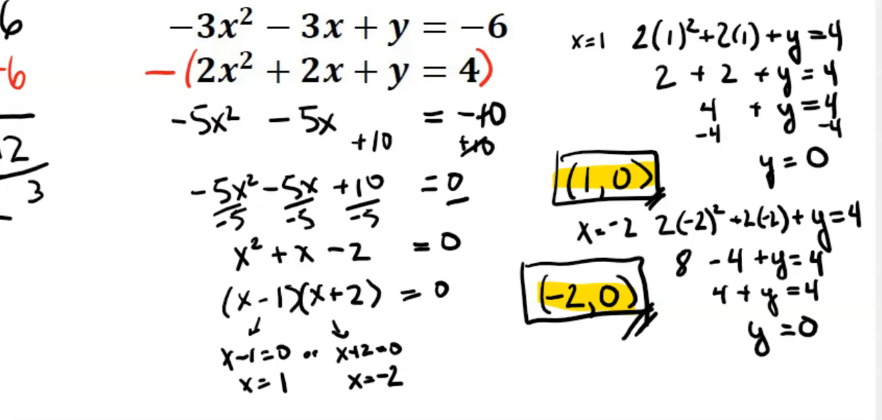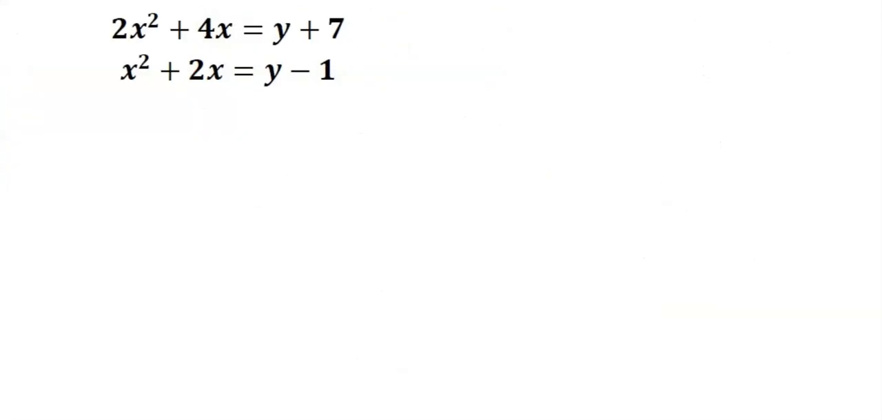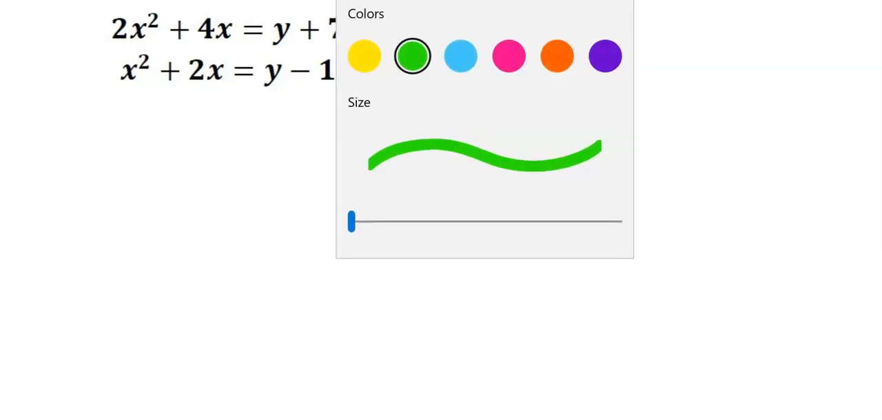All right, if we go to the next example, this time we have 2x squared plus 4x equals y plus 7. And on the bottom, x squared plus 2x equals y minus 1. And again, I think here what we'll do is focus on these right here.